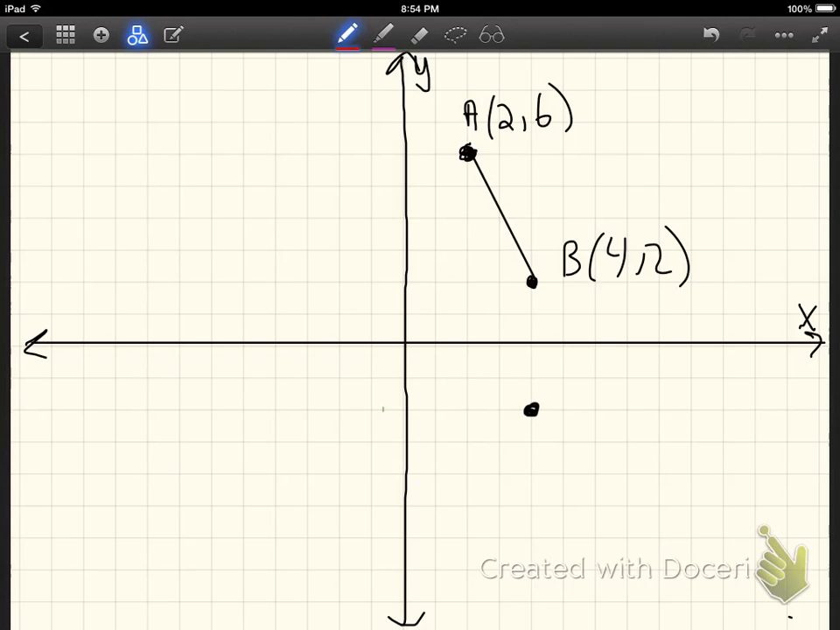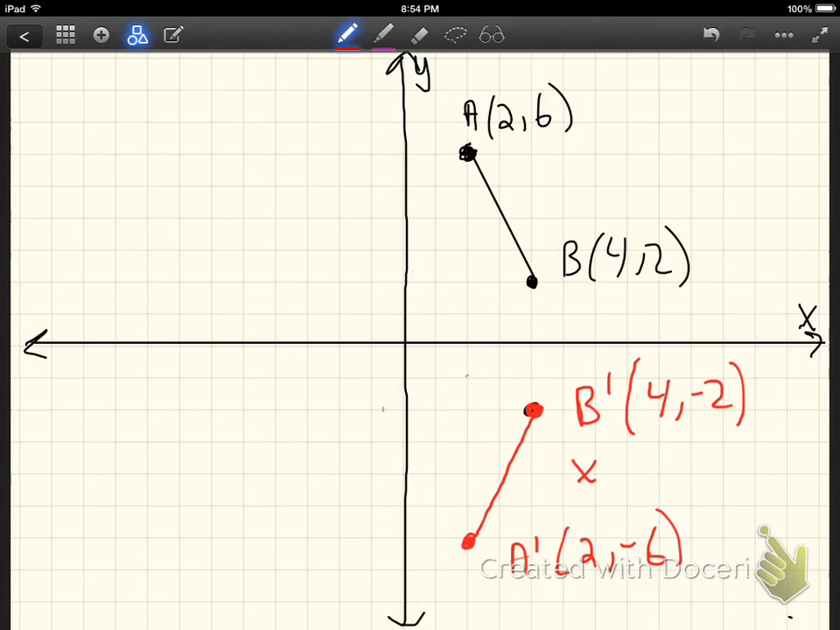So each point, let me switch colors on my pens. Each point is the same distance across the x-axis from its original, from the pre-image point. So this will be 4, -2. The other point A was 6 units up. Now it's going to be 6 units down. 1, 2, 3, 4, 5, 6. So that's my A prime, and its coordinates would be 2, -6. Connect the dots, and this is my reflection about the x-axis.